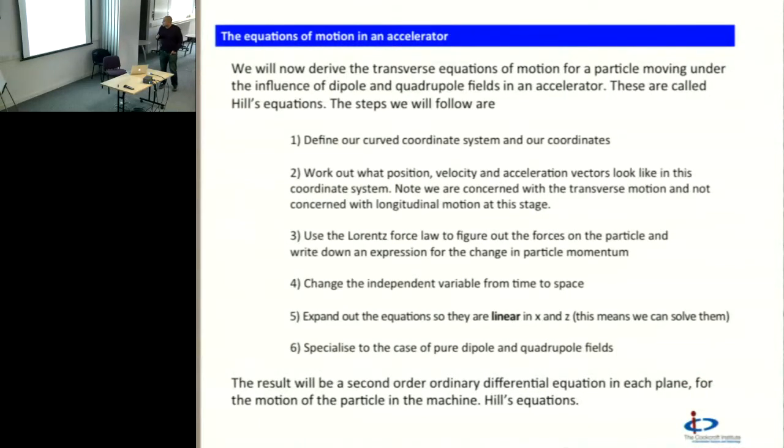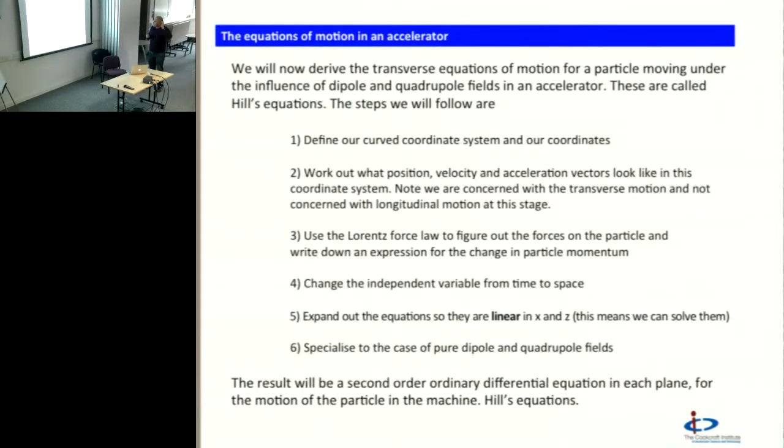So what we're going to do is, it's about 10 slides of algebra, and we'll get Hill's equation out at the end, then we'll study the properties of them. We're now going to derive these equations under the influence of only the first two terms in our multipole expansion, the dipole and the quadrupole fields. We will actually come back and study sextupoles in lectures 5 and 6, so we won't stay linear for the whole time that I'm going to talk to you.